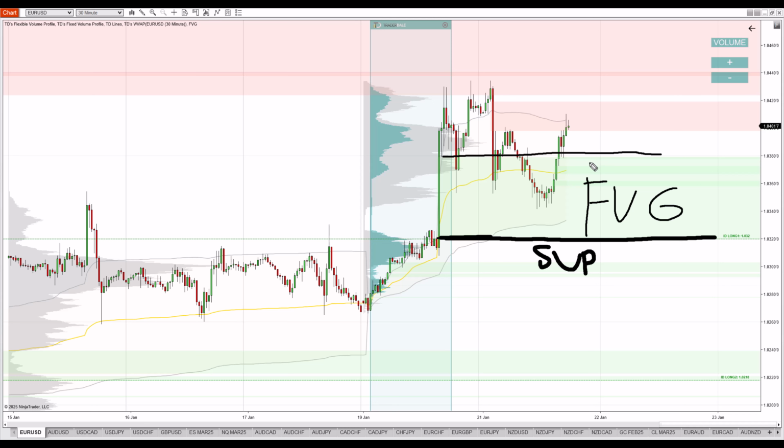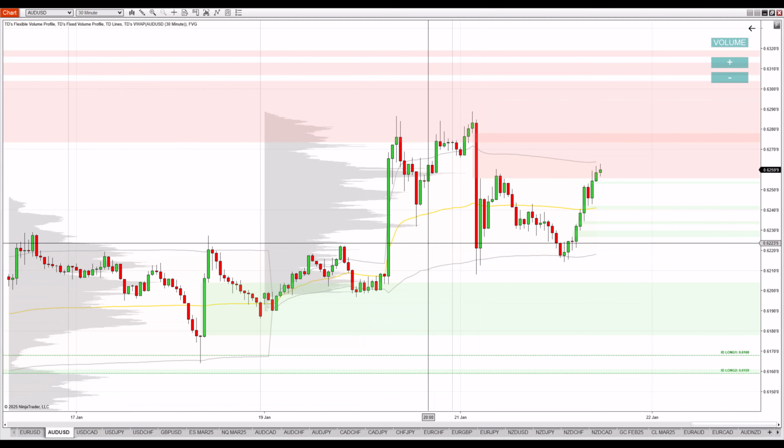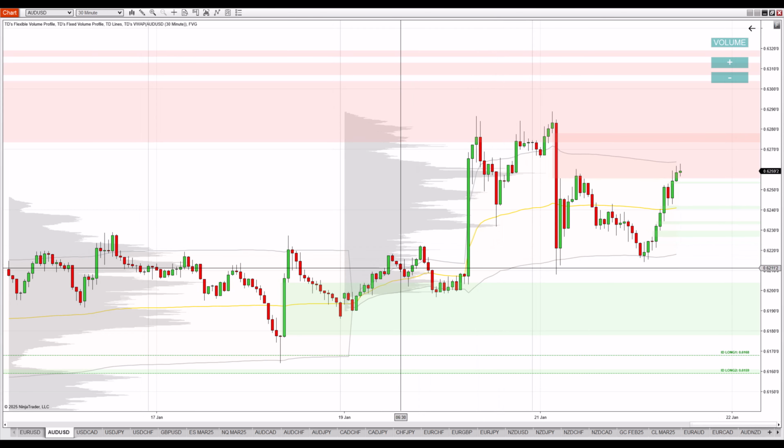Right now, we just need to wait for that pullback, and if it occurs, then we take it from here. A very similar scenario was on the Australian dollar, US dollar. Let me show you. In this case, the trade has already played out, but let me show you how it is supposed to look, all right?